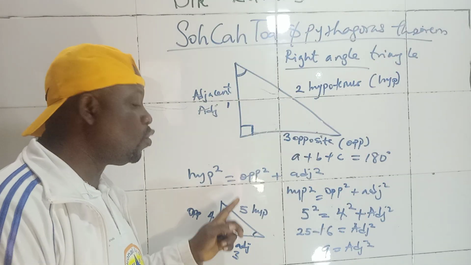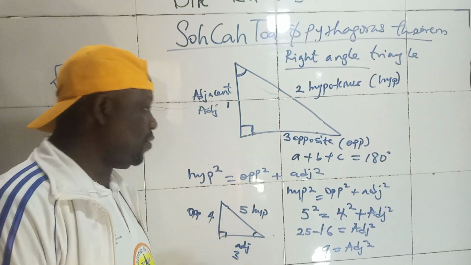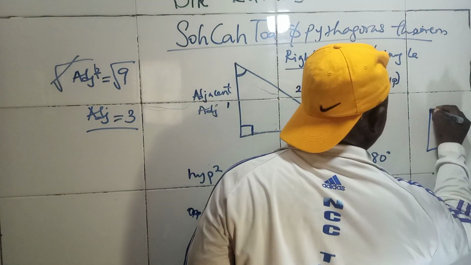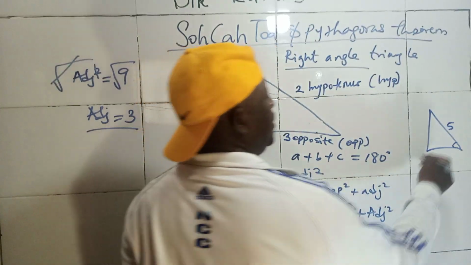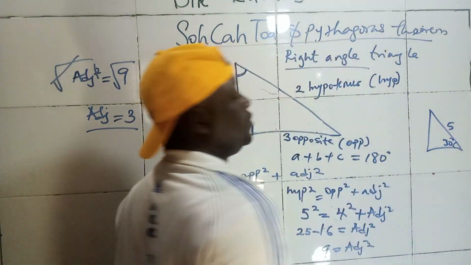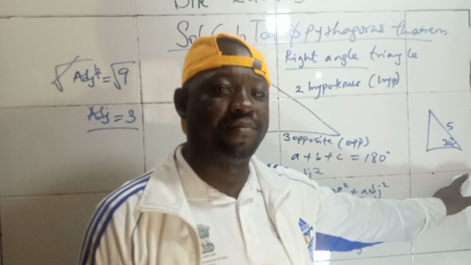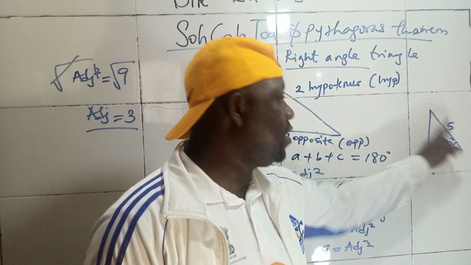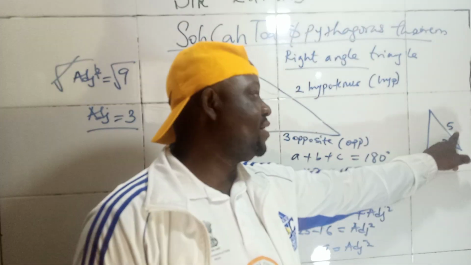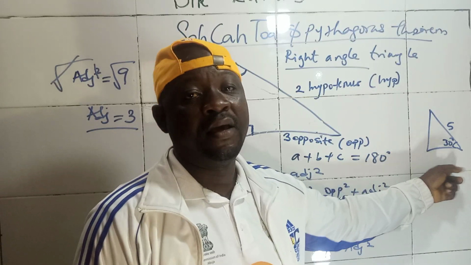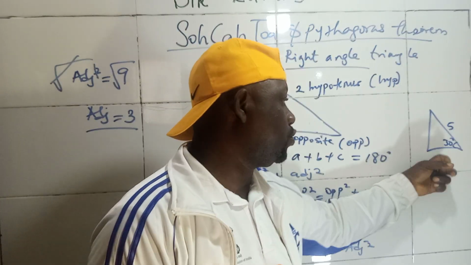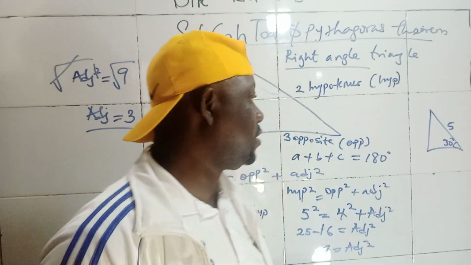But if you know just only one side, maybe you have this 5. Maybe you now put 30 degrees here. You cannot use Pythagoras theorem. Why? Because it is only one side that is given. You don't have two sides. So you cannot apply Pythagoras theorem to this. Please get me clear on that.